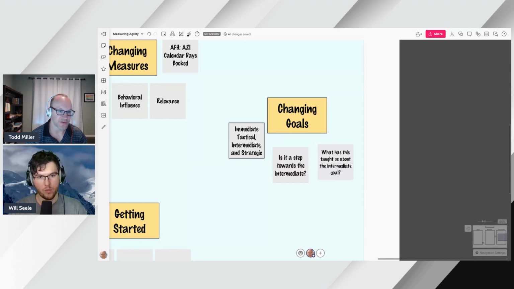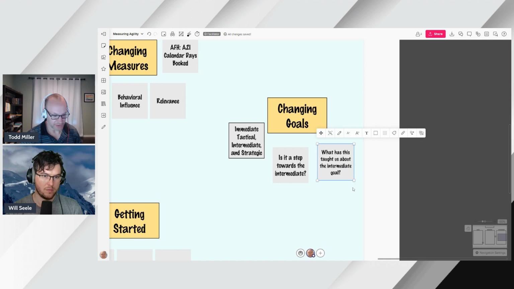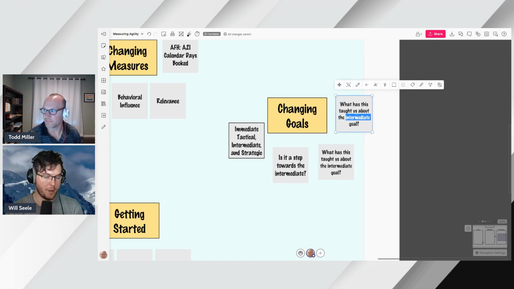And as far as a time frame, I really like to say one month or less, right? I know that we're borrowing from Scrum there, but is this immediate tactical goal a step towards the intermediate goal? What has this taught us about the intermediate goal? And maybe I'm going to put, what has this taught us about the strategic goal.